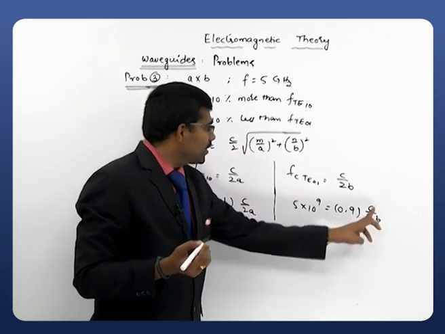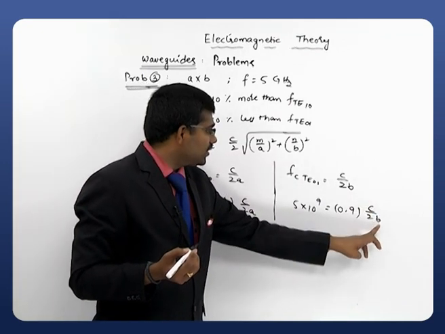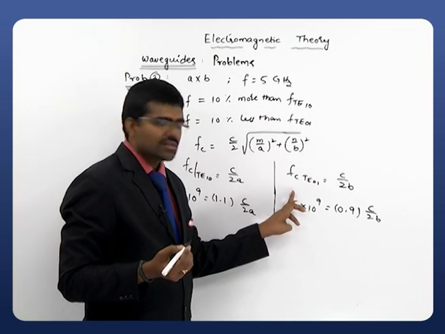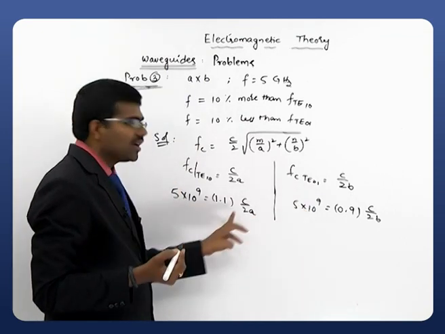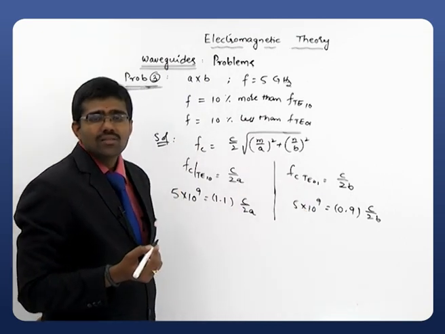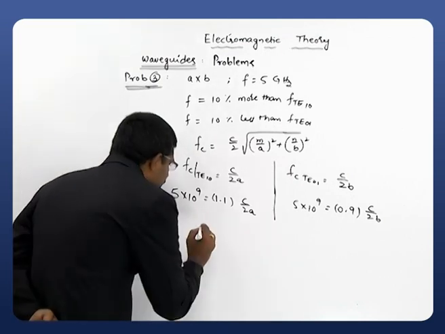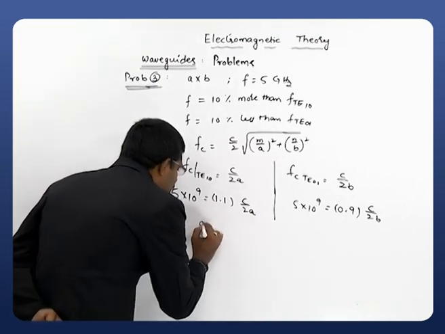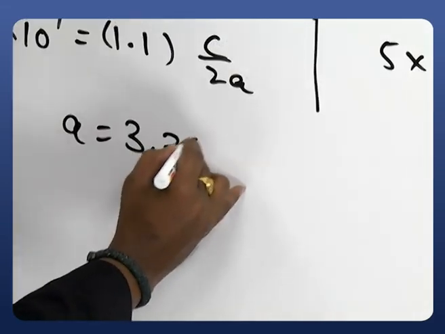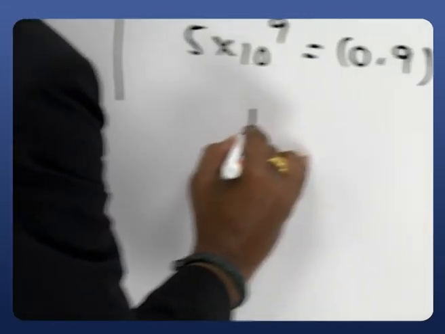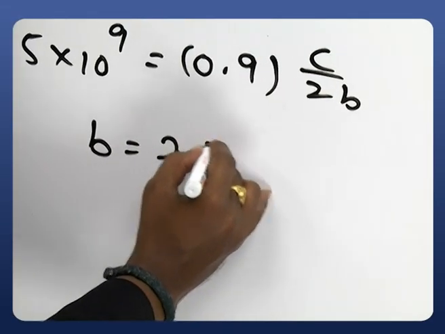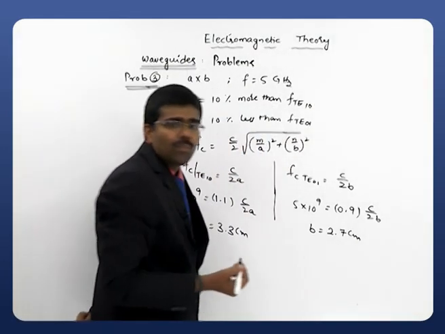That's better. Here also it is 3 into 10 power 10 centimeter per second. Bring this B to the left hand side, bring this A to the left hand side, and take a calculator and solve this one. Then you will have solutions for this A and B. From this one, A is equal to simply 3.3 centimeter and B is approximately 2.7 centimeter.